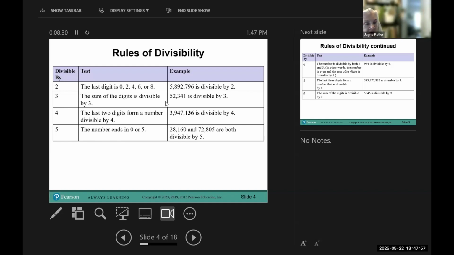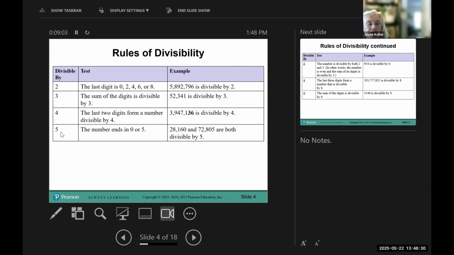But I'm sure if you're interested, you could find it on Google how to prove that that's true. For divisible by 4, all I have to do is look at the last 2 digits. So with 2, I had to look at the last digit. With 4, I look at the last 2 digits. So the number 3,947,136, the last 2 digits are 36. 36 is indeed divisible by 4 because it's 4 times 9. So that means this entire number is divisible by 4.